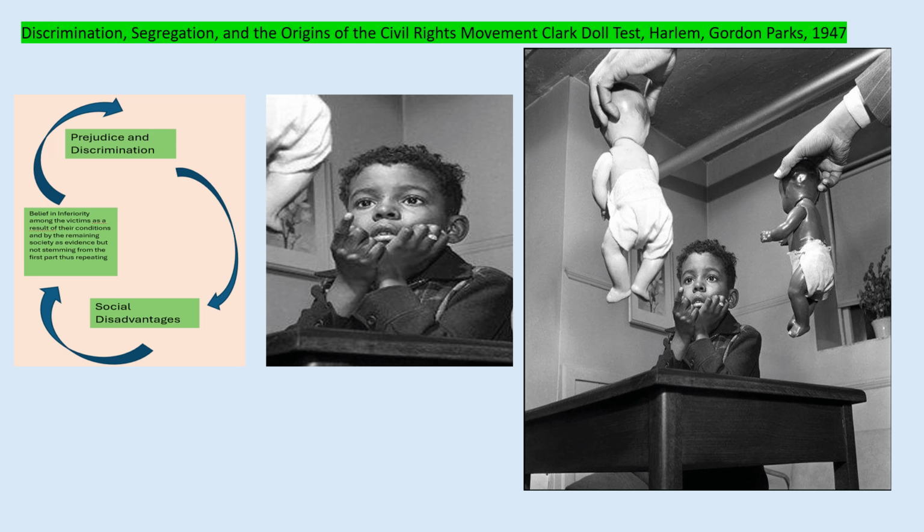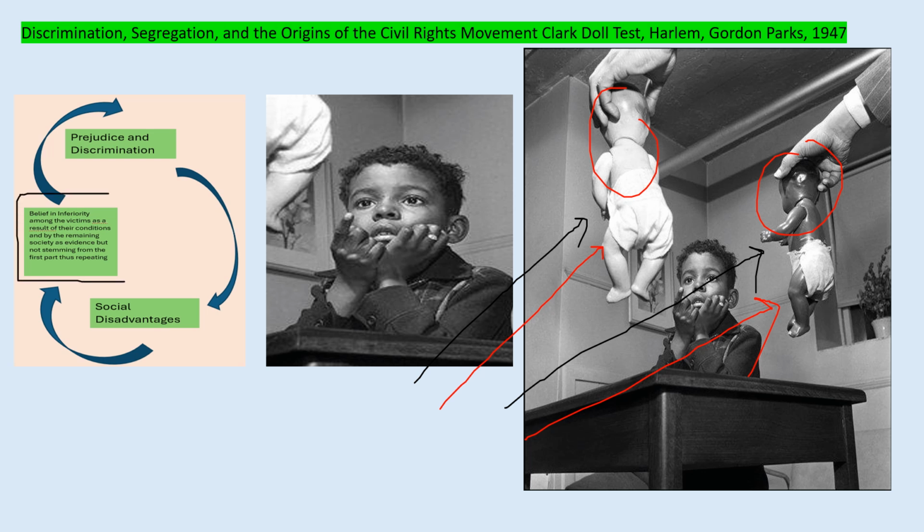So the doll test is a required image in the AP framework, and what's going on here is that white dolls and black dolls are being shown to black children, and they're asked a series of questions. Which doll is good? The white one. Which doll is bad? The black one. Which doll do you want to be? The white one. Which one do you not want to be? The black one. And what this study does is it proves that at an early age, the young child already has a belief in inferiority and understanding of their place within society, which stems from the experience of segregation.